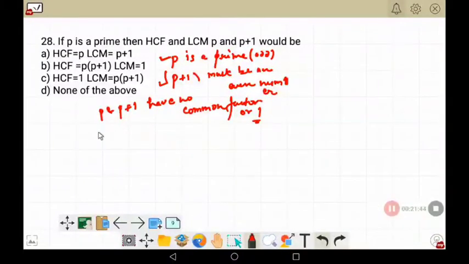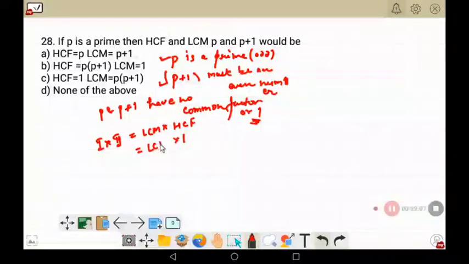Now, as you know the formula, what is the formula? The formula is first number into second number is equal to LCM into HCF. As you know, there is only 1 common factor between both of them, so HCF is 1. LCM we need to find out. First number we have p, second number we have p plus 1. So here we have LCM equals p plus 1. Here is the answer, so C is the answer.